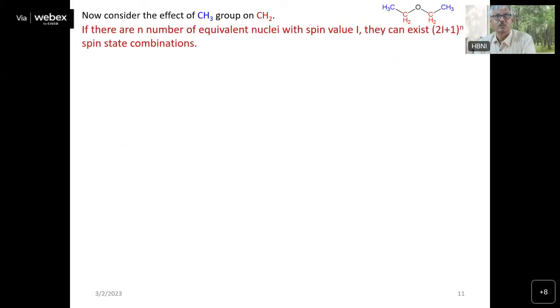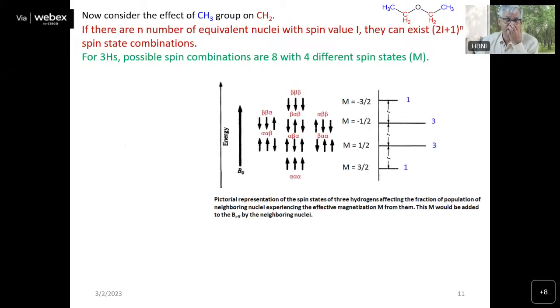Now let us see the CH2 group, how it is affected. This part is very clear. I have given a general statement here: if there are n equivalent nuclei of spin I, they can exist in (2I + 1) to the power n states. For the methyl group, I for a proton is half, so 2I + 1 is 2, and it will be 2 to the power 3. So for 3 hydrogens, possible spin combinations are 8, and out of those 8, there will be 4 different spin states. The different spin states will have different M values, summations of M values, or different energies.